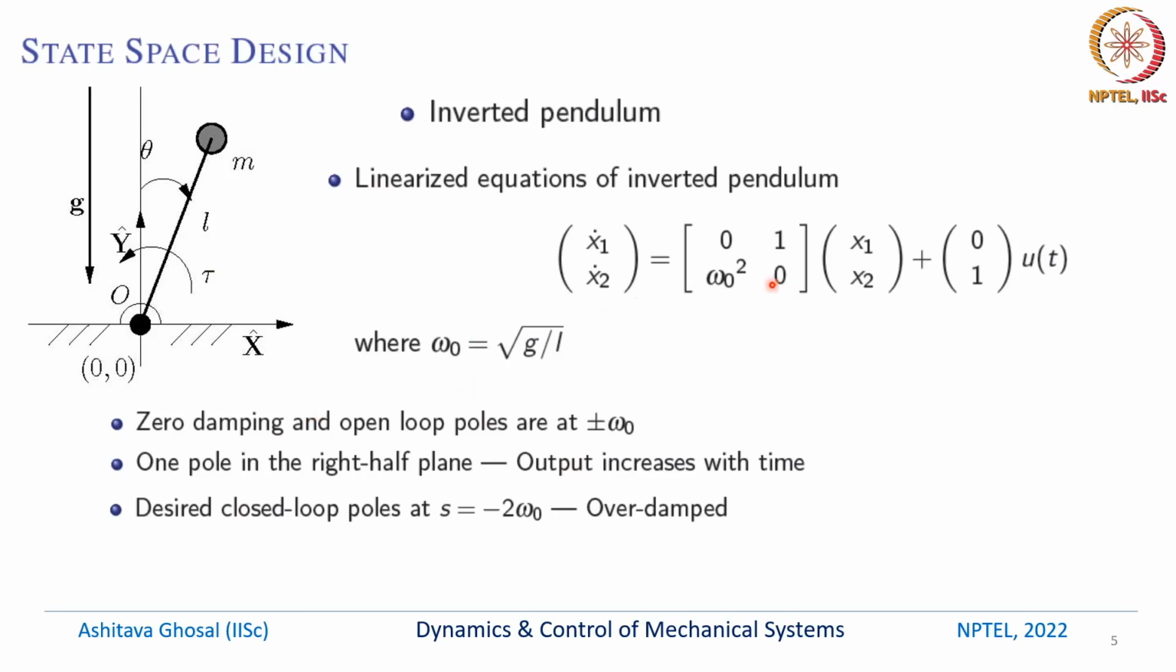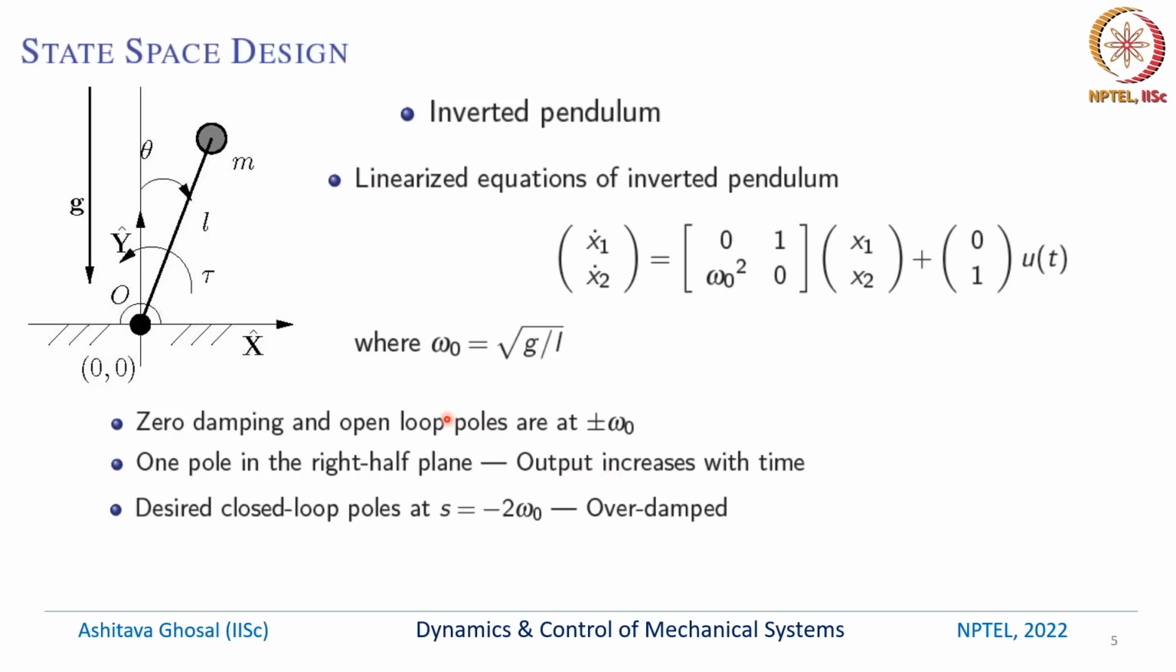In these equations, there is no damping. You can see that the characteristic polynomial of this f term, so this is f into x plus g into u, so the eigenvalues of this f matrix are plus minus omega 0. And recall, I have shown you that the eigenvalues of f are also the open loop poles. So in this case, the poles are at plus minus omega 0. One pole is in the right half plane, and hence it is like an unstable system. So if you give some input, the output will continuously increase with time.